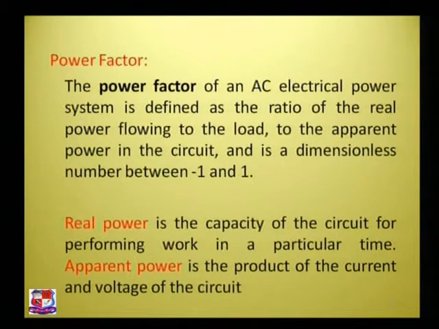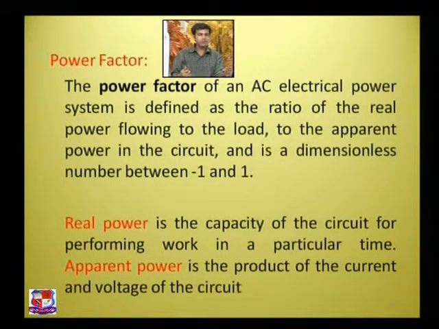Okay, the third one is the power factor, which is again a very important parameter of an AC circuit. The power factor of an AC electrical power system is basically defined as the ratio of the real power flowing to the load to the apparent power in the circuit. We will again see what is real power and apparent power. Again, it's a dimensionless number. You don't have any unit for this power factor. Its value normally ranges between minus 1 and 1.